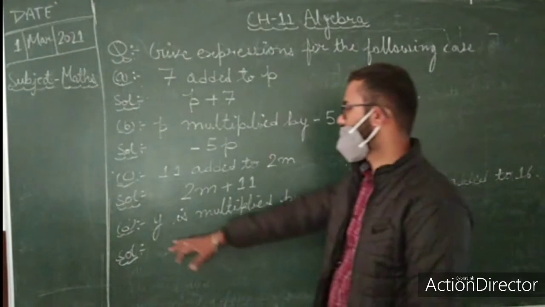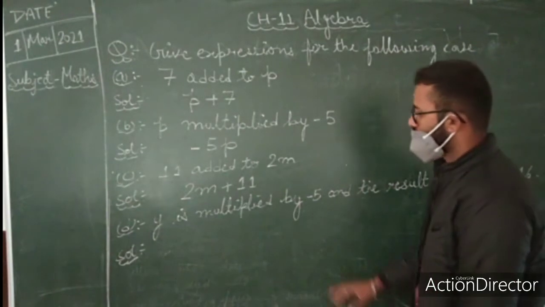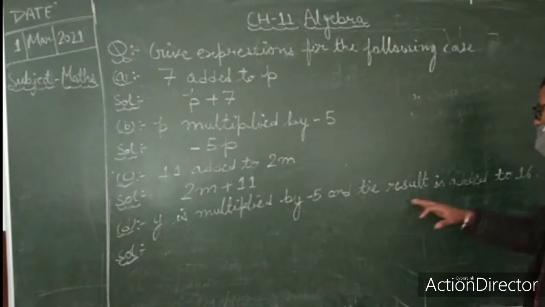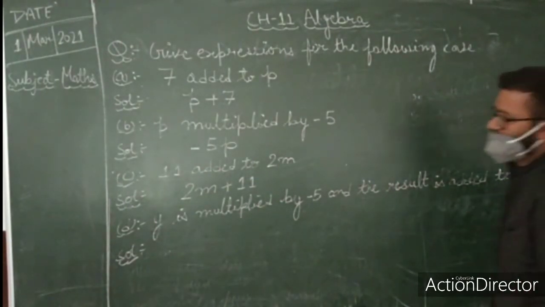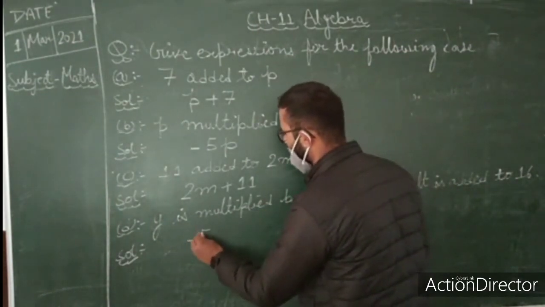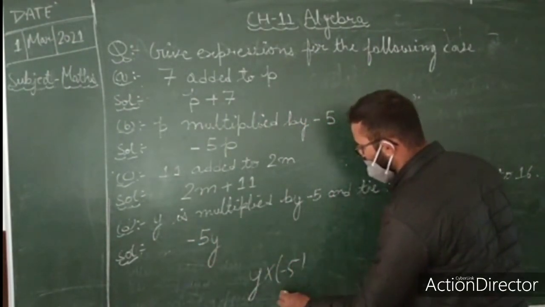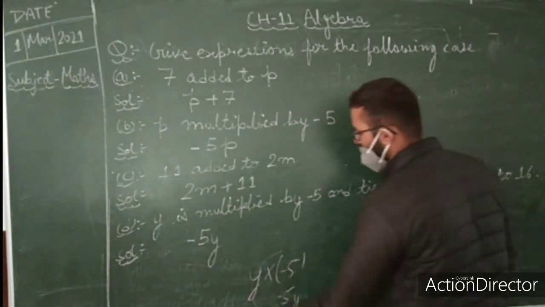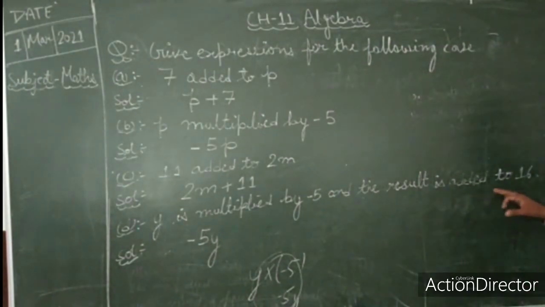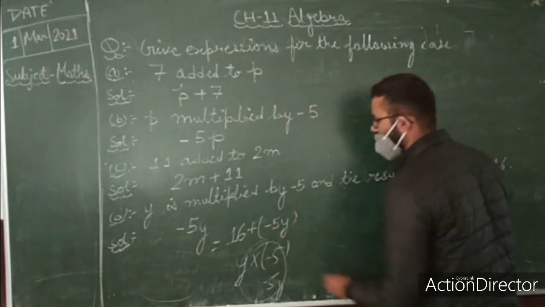Now the next phrase D: y is multiplied by minus 5 and the result is added to 16. So there are two parts of this phrase. First we write y multiplied by minus 5, then we get minus 5y. Because if y is multiplied by minus 5, then we get minus 5y. And the result is added to 16: 16 plus minus 5y.